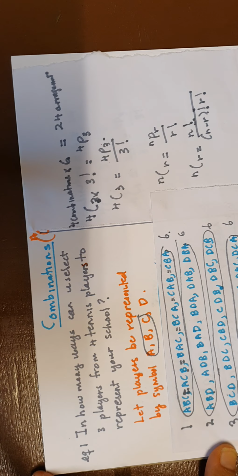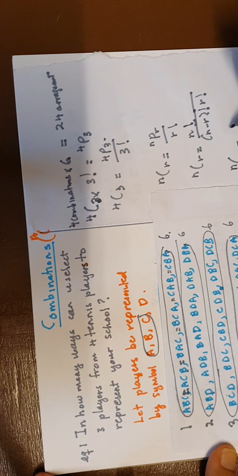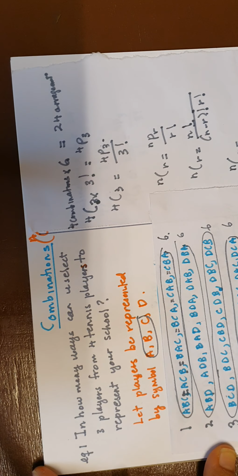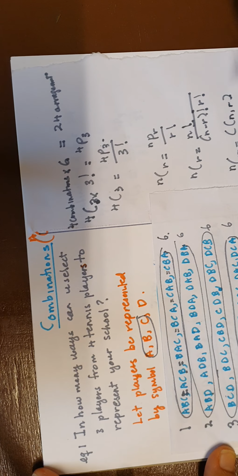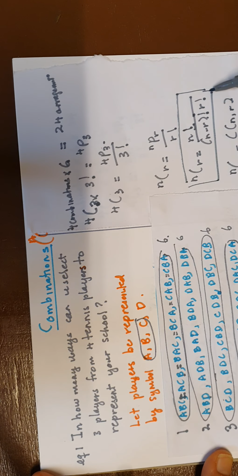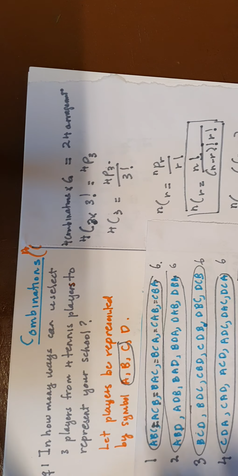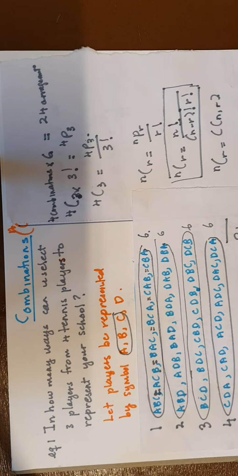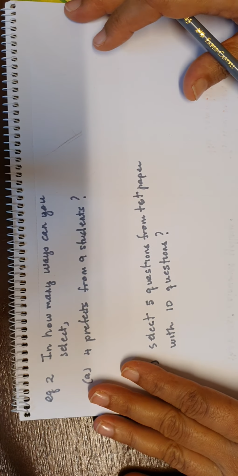nCr can also be written as C bracket n, r. So this is the formula that I'm going to use for my whole lesson. How do you read this formula? It's read as the combination of n objects taken r at a time. So what we're going to do is apply this formula. We are going to have a few examples in which we apply our formula.